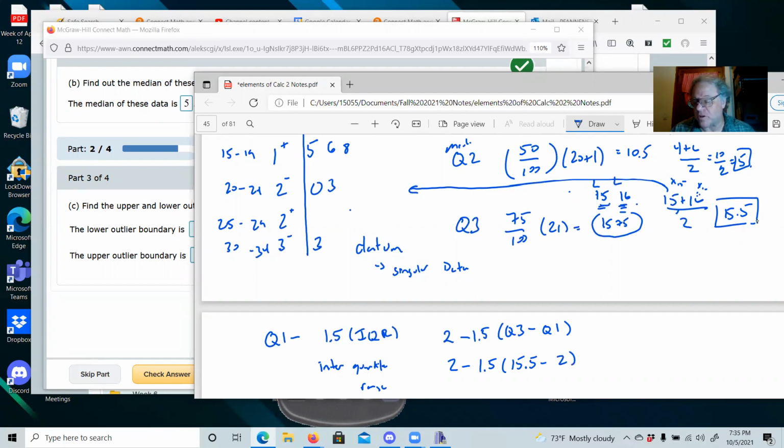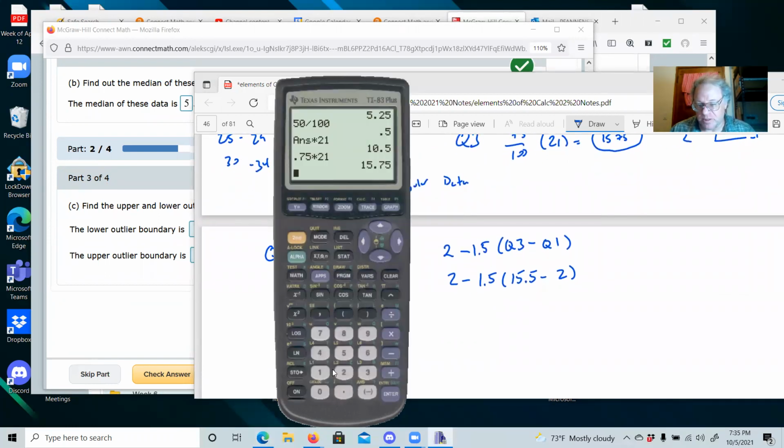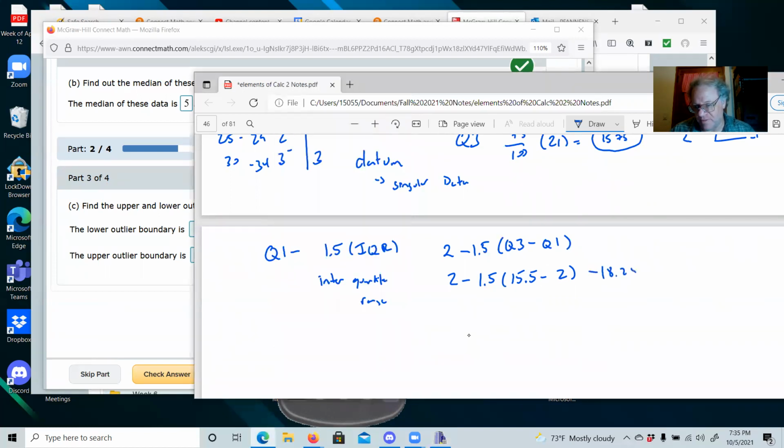Okay, and we're doing this because we're looking for, are there any observations that are unusual? So this answer is actually not going to matter too much because it's 2 minus 1.5 times parentheses, okay, because the times is going to take whatever comes next to it and do that first. So we wanted to say 15.5 minus 2, okay? So we want this part first, right? The Q3 minus Q1, then times 1.5, and then we're going to subtract that from 2. And we're going to get negative 18.25.